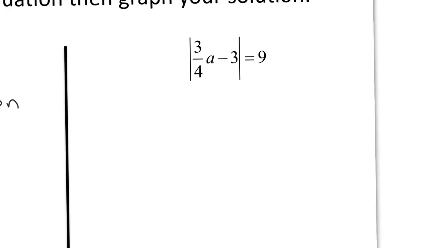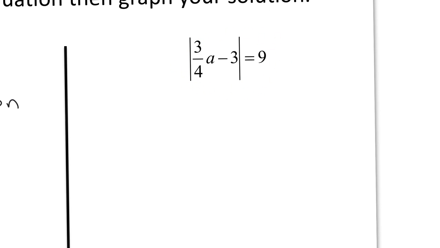And you guys can also have absolute values with fractions. You are solving linear equations when you make your two cases, and there might be fractions in those absolute values. Now you guys have to pay attention. So let's go ahead and look at the actual equation. The absolute value of 3/4a minus 3 equals 9. Now this 9 is positive, so we're fine. That's okay. We can actually find the answer for this one.